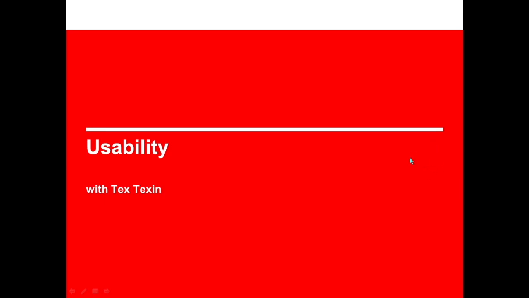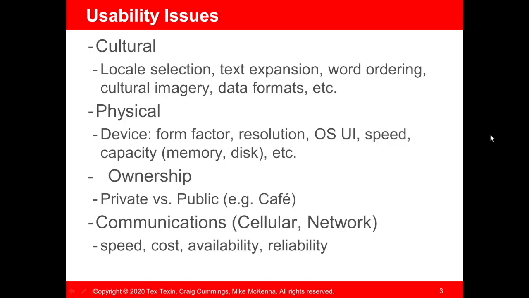Let's talk about usability as it affects your architectural requirements. So there are a number of issues. There are, of course, the cultural differences around the world. I'm sure you're all familiar with those. But there are also physical differences.